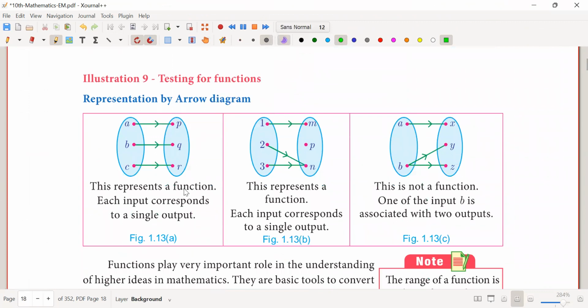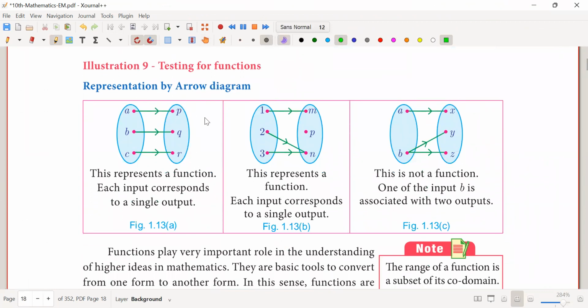Testing for functions. Arrow diagram. This represents a function. Each input corresponds to a single output. This is also a function, each input corresponds to a single output. This one is not a function. This one is a function. This one is a function.